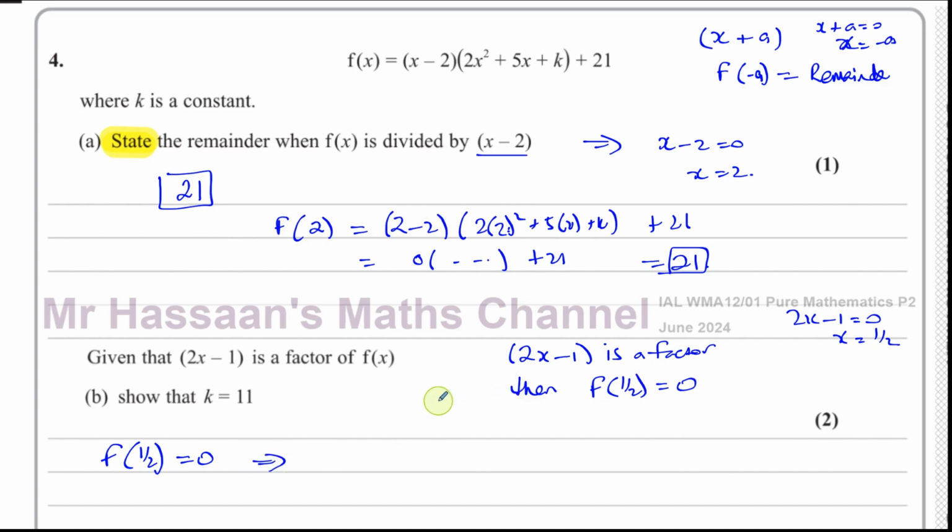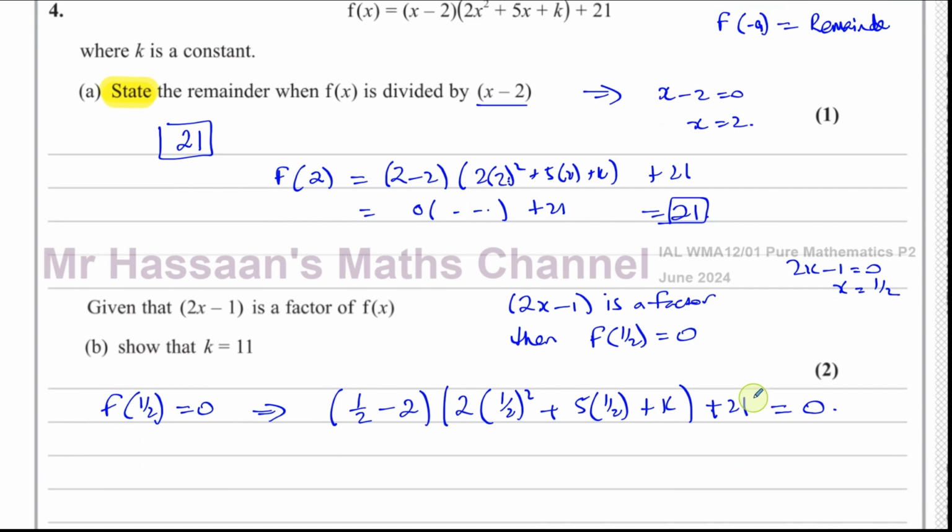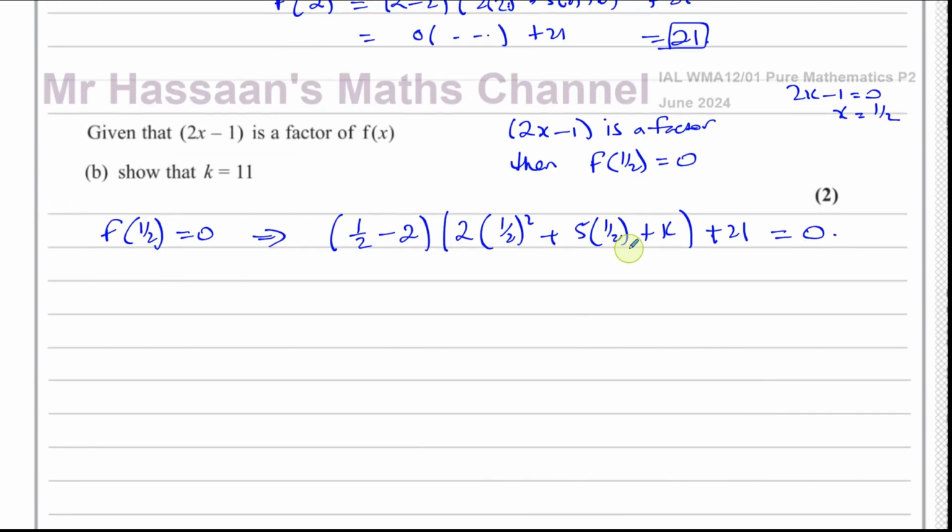And that gives us basically one unknown. So when we put a half instead of x, we have a half, take away 2, times 2 times a half squared plus 5 times a half plus k, and plus 21 is equal to 0. So that's an equation we form now from this information. The only thing we don't know is this k. So a half minus 2 is negative 3 over 2, times 2 times a quarter, because a half squared is a quarter, that's a half, plus 5 over 2 plus k.